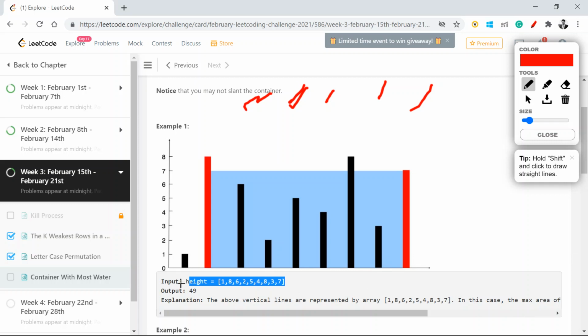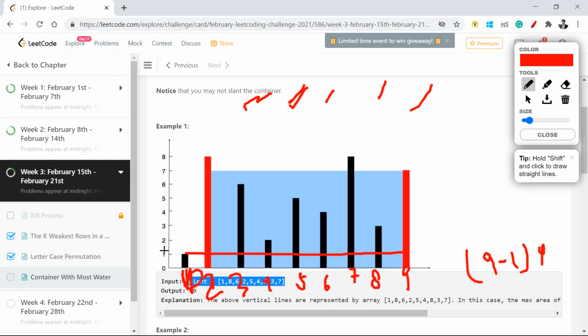So if I look at the example, let's index this as well, 0, 1, 2, 3, 4, 5, 6, 7, 8. If I go between these two, how much water will be stored here? That will be 9 minus 1, that is the width, into the height 1, so that will be 1. Why 1? Because the moment I go greater than 1, it will spill out from here, and that is something we don't want. So it will be 1, and that will be your max area so far.